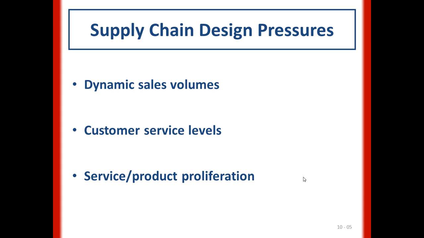There are three supply chain design pressures. This type of pressure induces organizations to design supply chains in an efficient manner. The first pressure is dynamic sales volumes. Organizations must design the supply chain in such a way that it can sustain flexible volume, small when it needs to be, or large when it needs to be.